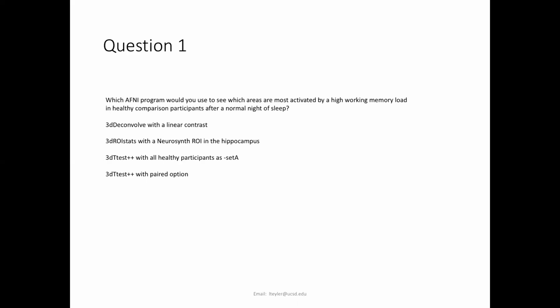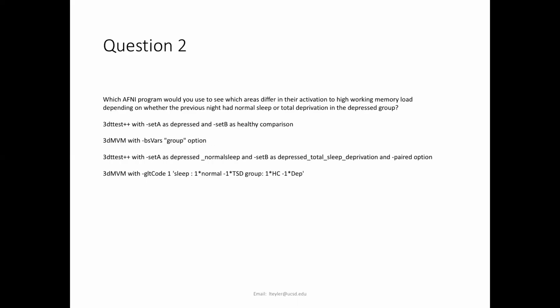The third one, 3D t-test plus with all healthy participants as set A. Anybody want to pick another one? Or is everybody happy with that? Okay, yeah, so this is a pretty straightforward thing. You've already done the GLM to get the high memory load contrast, and that's a single group in a single condition, and so you're just interested in this one thing, so that would just be a single sample t-test.